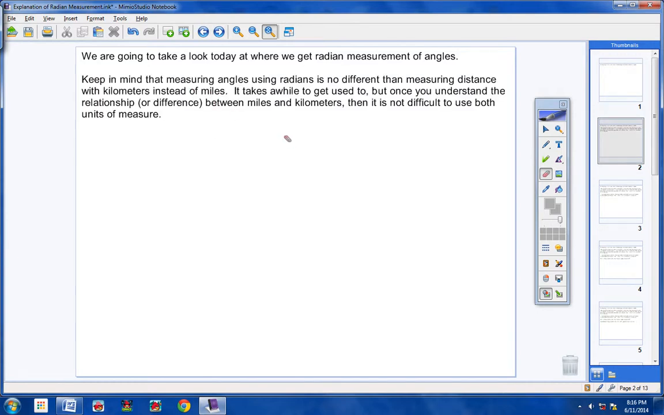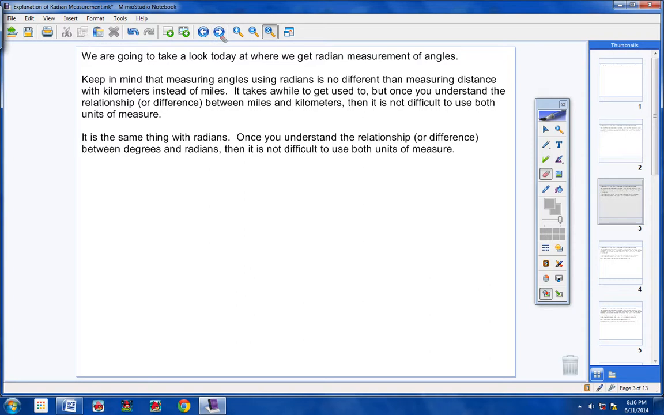Keep in mind that measuring angles using radians is no different than measuring distance with kilometers instead of miles. Now, it takes a while to get used to, but once you understand the relationship or difference between miles and kilometers, then it's not difficult to use both units of measure. It's the same thing with radians. Once you understand the relationship or difference between degrees and radians, it's really not too difficult to use both units of measure.